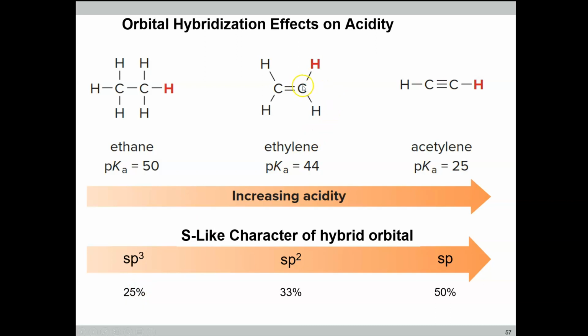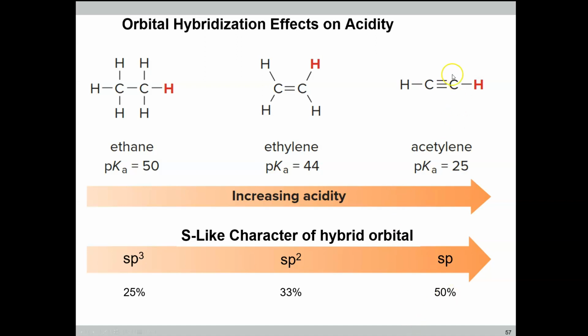But when we go here, we have to unhybridize one of those p orbitals, and we have an sp2 hybrid orbital, and one of the p orbitals is being used for that double bond. As we go to an alkyne, we have to unhybridize 2 of those p orbitals, and we have an sp hybrid orbital. So as we go from left to right on this chart, we go from 25 to 33 to 50% s-like, and the more s-like, the rounder the shape of the hybridization state, and the more those electrons are held in towards that carbon.